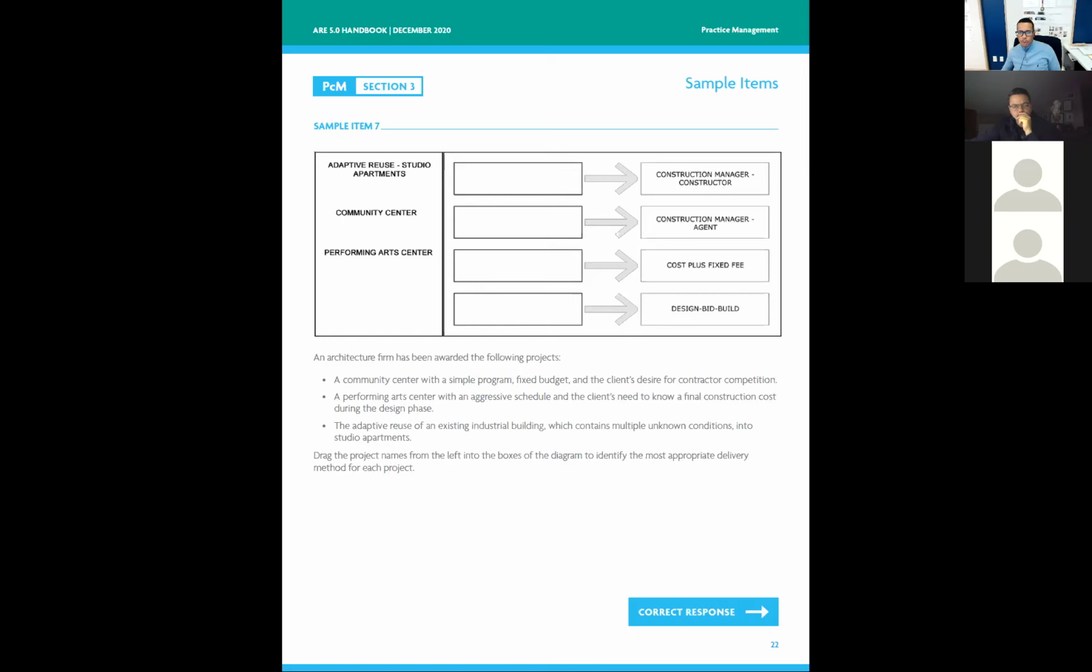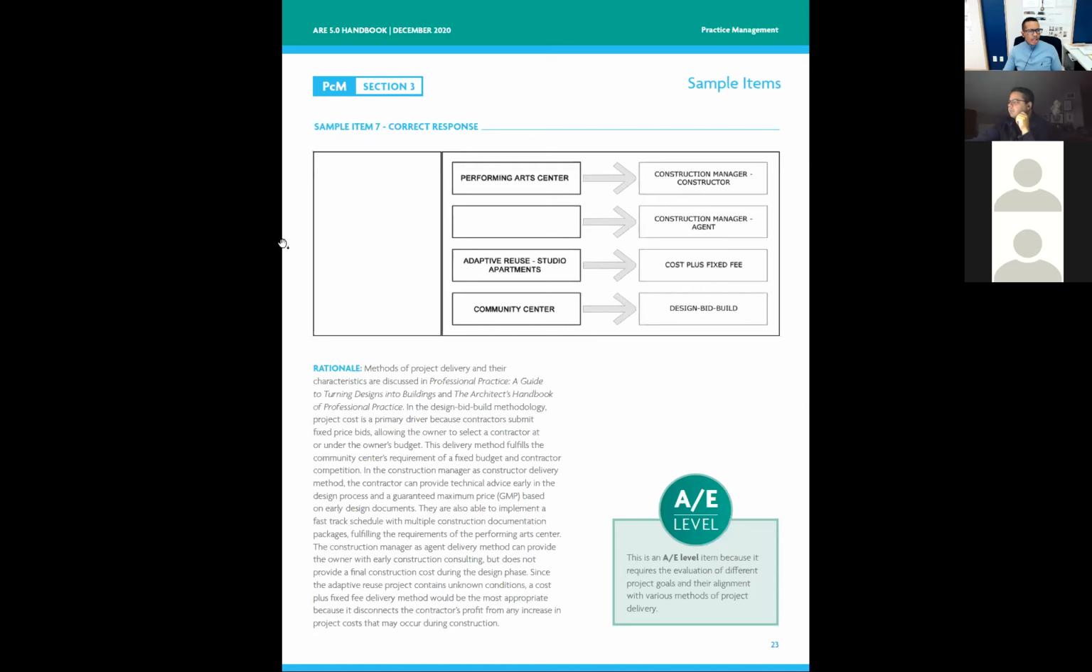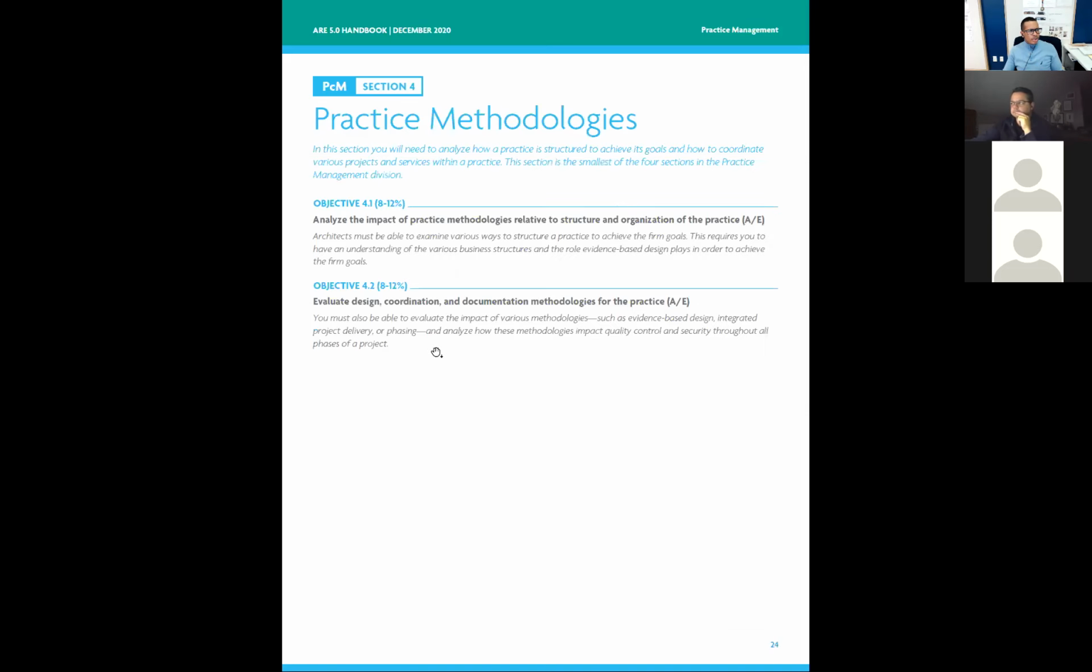But also, the risk, right? Risk and reward, you may miss something. It's just a lot of stress. The time involved, energy involved, stress involved, coordination involved, liability involved, right? All of that. And these are the different delivery methods, practice methodologies. So that's the fourth one, and it only has two sections.